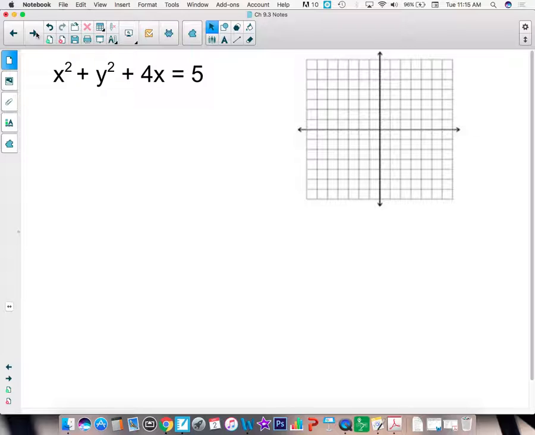So this is the one that gets a little bit more difficult. I don't think the last one was too bad. This one isn't terrible. Once you see how to do it one way, you know how to do it. So x squared plus y squared plus 4x plus or equals 5. That's the third one that we're going to graph.